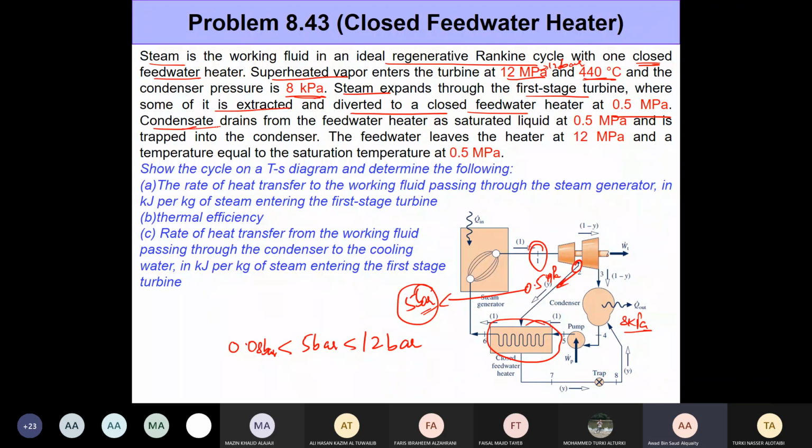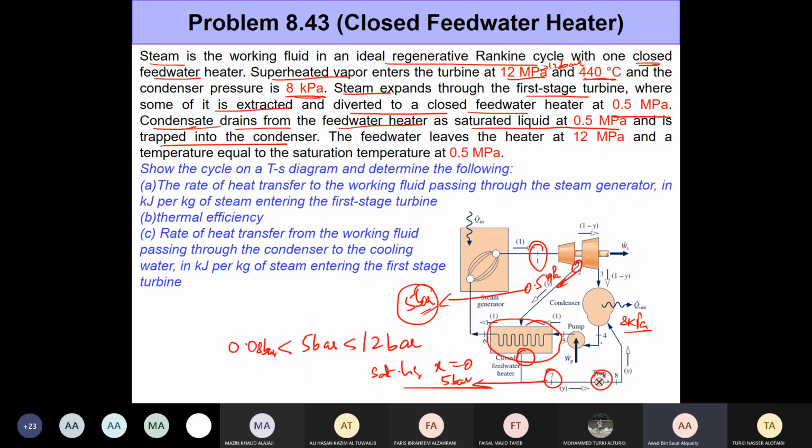The condensate drains from the feed water heater as saturated liquid at 0.5 megapascal and is trapped into a condenser. What it's saying is that the hot fluid that comes out from this closed feed water heater is basically saturated liquid. So we're talking about state 7. It's saturated liquid, that is x is equal to 0, and it's coming out, of course, at the same pressure, 5 bar, and we then trap it into the condenser.